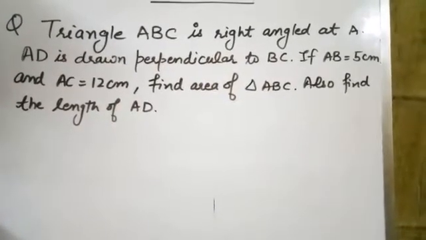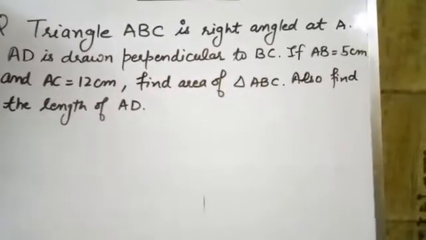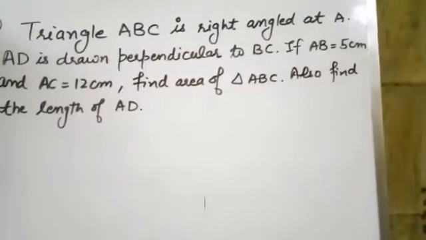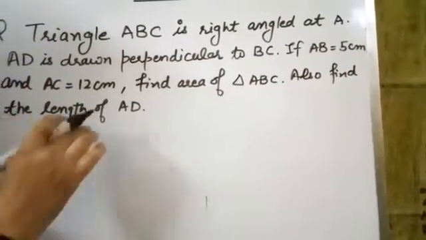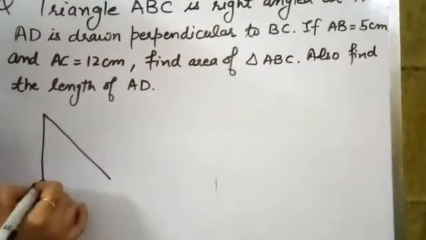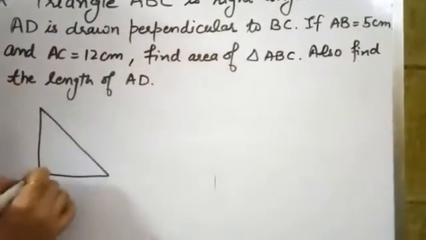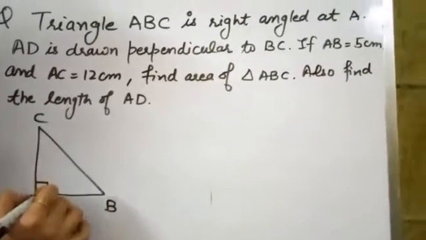Triangle ABC is right angle at A. AD is drawn perpendicular to BC, and AB and AC both line segments are given to us. We have to find the area of triangle ABC. Also find the length of AD. Now triangle ABC is right angle at A. It means this angle A is a 90-degree angle.